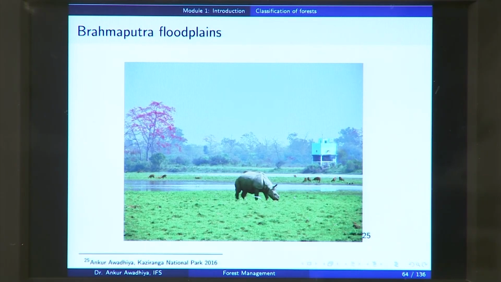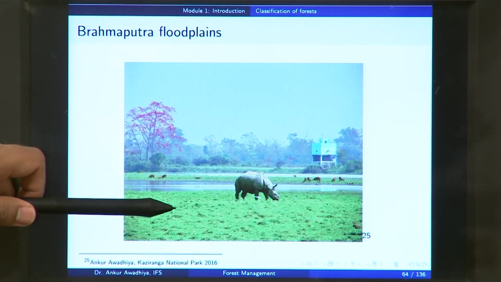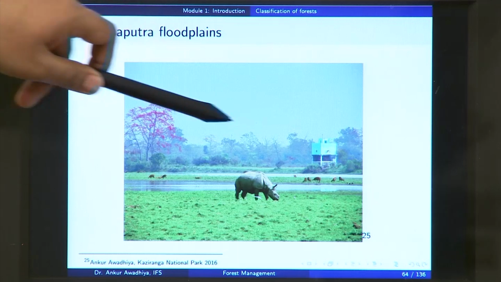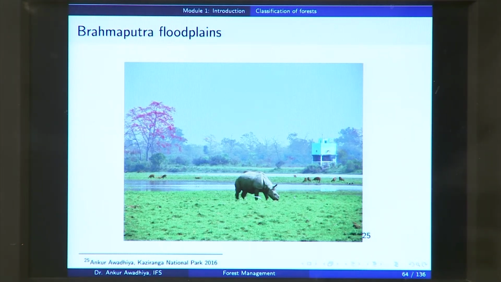This is another image from the Kaziranga National Park. Here again you can see that where you have water, you will find these grasses, and after that there will be a very thick vegetation.